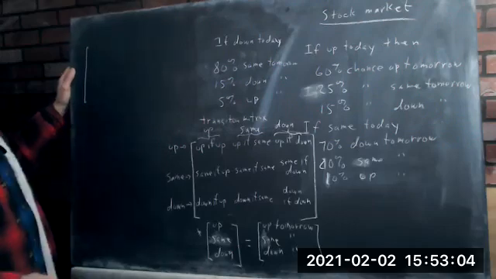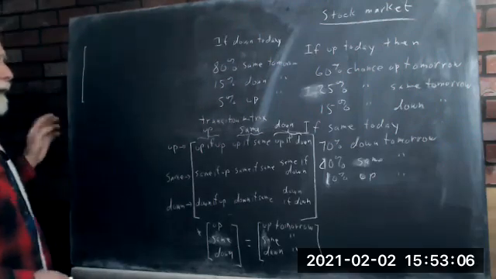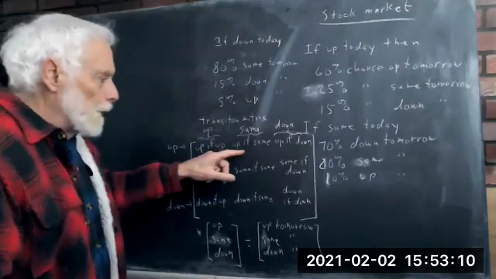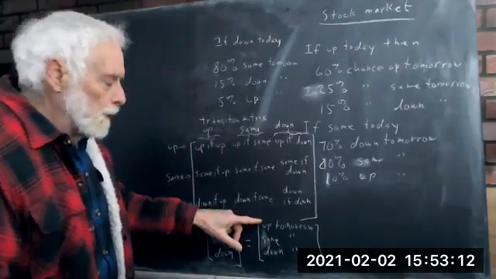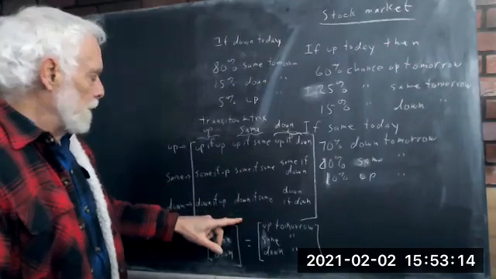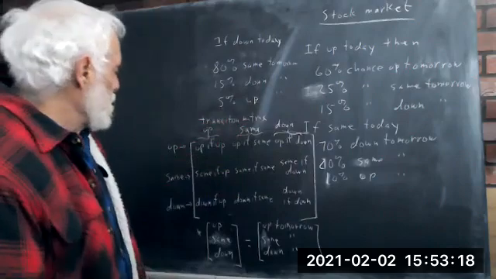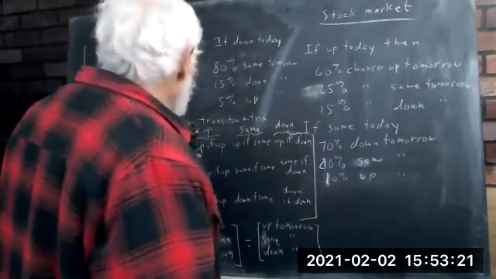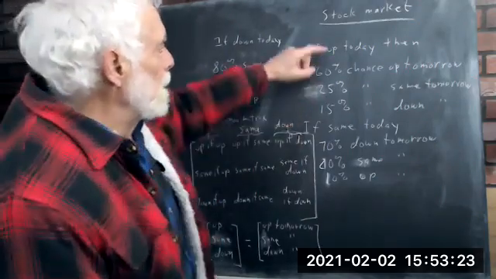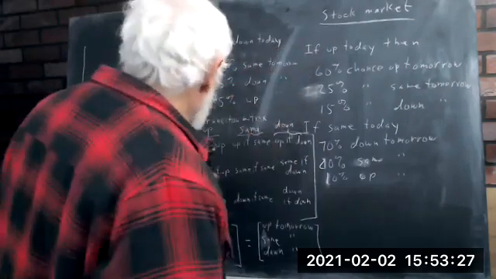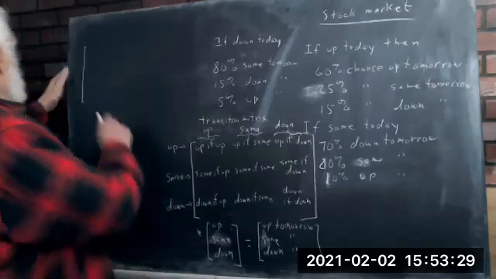I've got to look back at the video to see what I was actually thinking. I was just looking at these and looking at them wrong. It would have been better if I had written out a verbal description of what each of these things mean, so I would look at this correctly. Okay, so up if up. Well, if it's up today, then there's a 60% chance it's up tomorrow, so that 60% chance goes here.